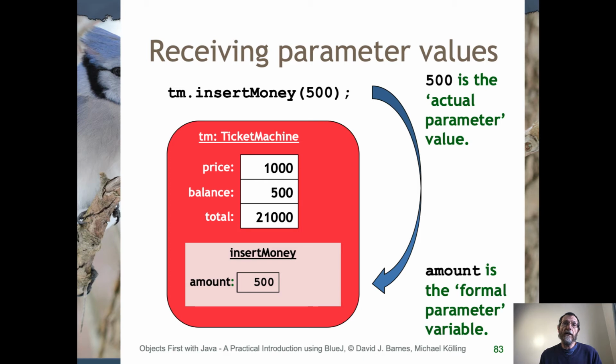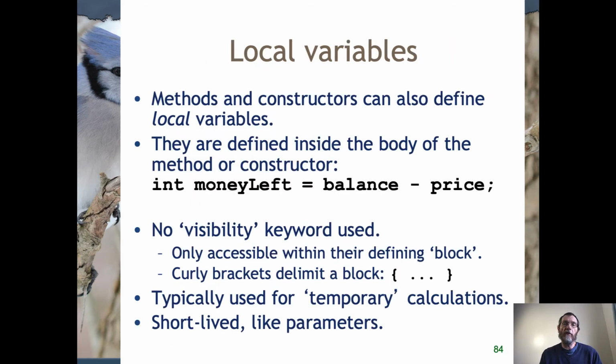So that's fields and parameters. We've seen those in previous videos. We've already discussed those. We're aware of their existence. Let's look at a third sort of variable that we can make use of inside a Java program.